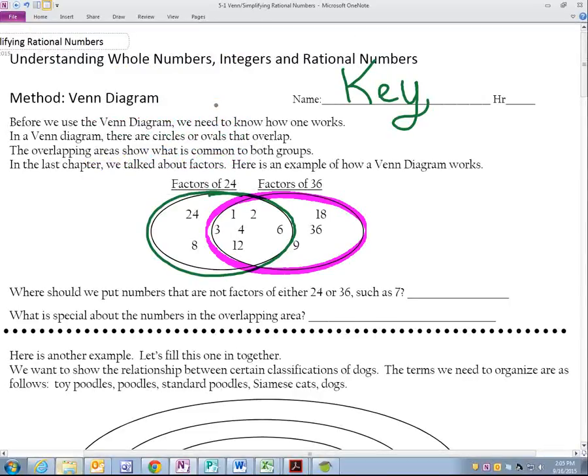Is 7 a factor of 24? No. Oh, no, it's not. Just kidding. You're thinking of 21. Yes. You're going to put it outside. Exactly. So I'm going to put that 7 right there, and that is really thick. Because I'm telling you, you have to put a 7 down. Where would you put it? You would put it outside the circle.